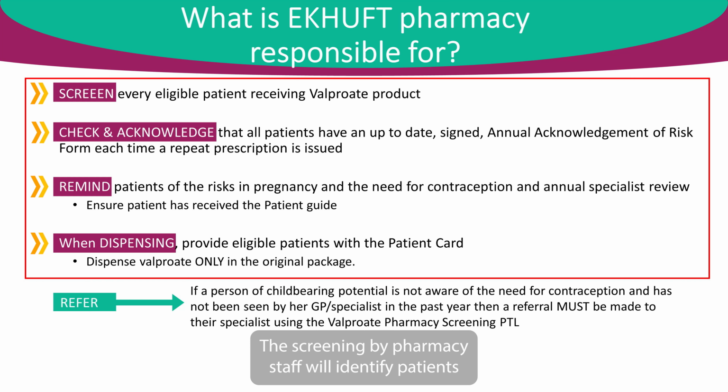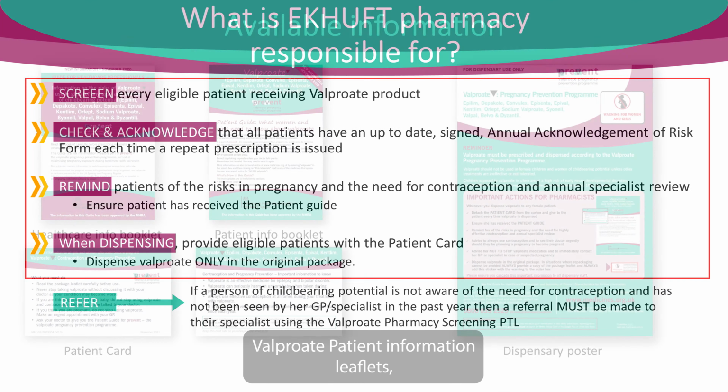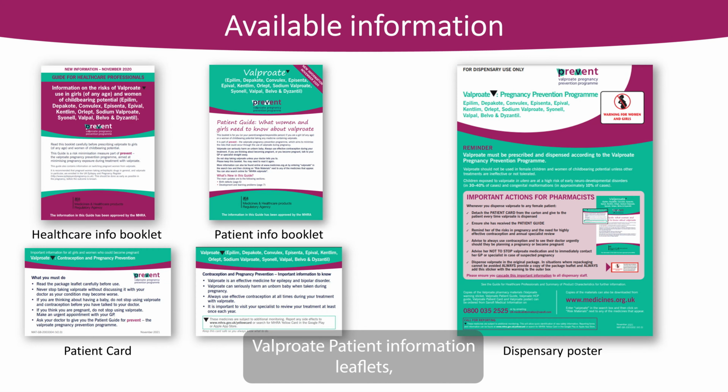The screening by pharmacy staff will identify patients who require referral to the specialist using the valproate pharmacy screening PTL. Valproate patient information leaflets, small patient cards, as well as information for healthcare professionals are available to be given out if needed. The screening tool is located in the information portal. Simply search for valproate. Clicking on the valproate icon will open 3 folders. The valproate patient list contains all those registered and is an excellent resource to find patients. The app we will use is the valproate pharmacy screening icon.